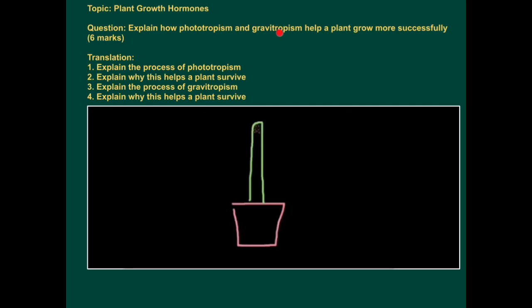So we have to break down this question. We have to explain a process called phototropism, and we must link that to the benefit it gives the plant in terms of helping it grow more successfully. Then we have to do the same for the process of gravitropism. How does it help the plant grow more successfully? So, explain the process of phototropism, explain why this helps a plant survive, explain the process of gravitropism, explain why this helps a plant survive.